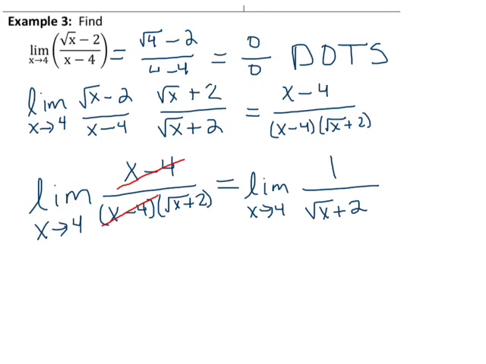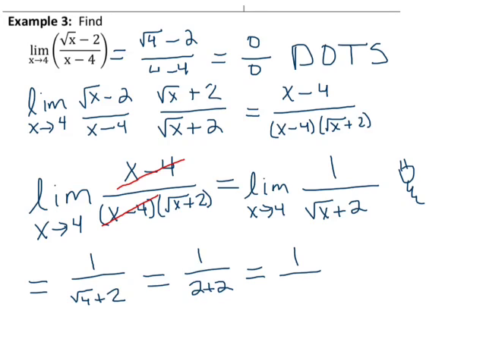Now, let's go ahead and see if we can plug in our value of 4 and see if we don't have an issue now. So let's see, 1 over the square root of 4 plus 2. Well, the square root of 4 happens to be 2, so we have 1 over 2 plus 2. And 2 plus 2 equals 4. So we have 1 over 4. So that's certainly not equal to 0 in the denominator. And we actually have it evaluating to a number. So our answer in this case for this problem is simply 1/4.